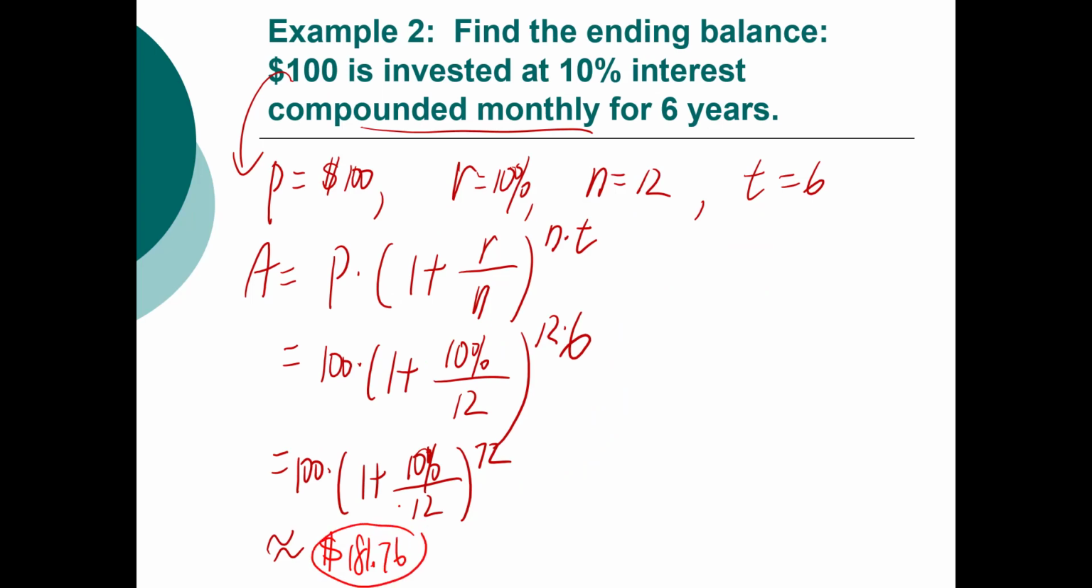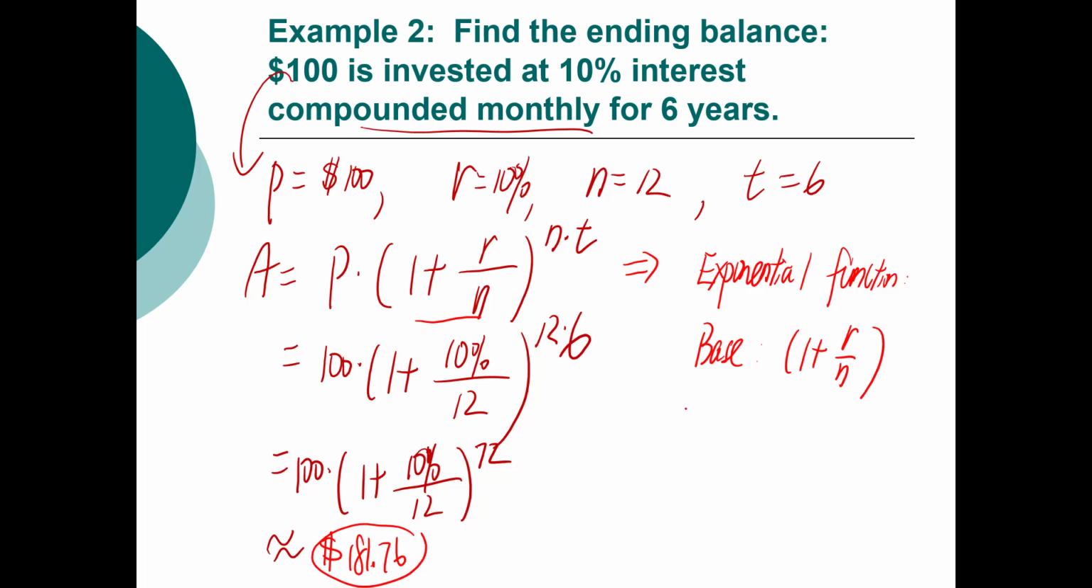All right. So basically we are applying this compound interest formula, and compound interest is an exponential function. This is the base. If you look at it, the base is 1 plus r over n, with exponent nt. That's how we apply what we learned in chapter 2 in this section. Okay. So this is the nature of the compound interest formula.